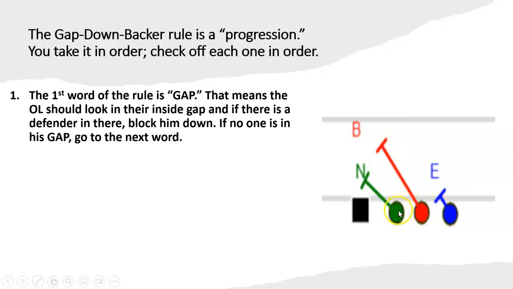The green guy, the guard, his rule's gap down backer. Looks in his gap. Nothing's there. Okay, next word in my rule is down. Oh, somebody's down. That's where I go. I never get to the backer part of it. The rule stops when you get to the word in the rule that applies to you on that given play, on that given snap of the football. Because next time we run it, gap down backer, this end, the guy that the tight end's been blocking, may be out here in a 9-tech outside shoulder. He doesn't block him. His rule still applies. Gap, down, backer.